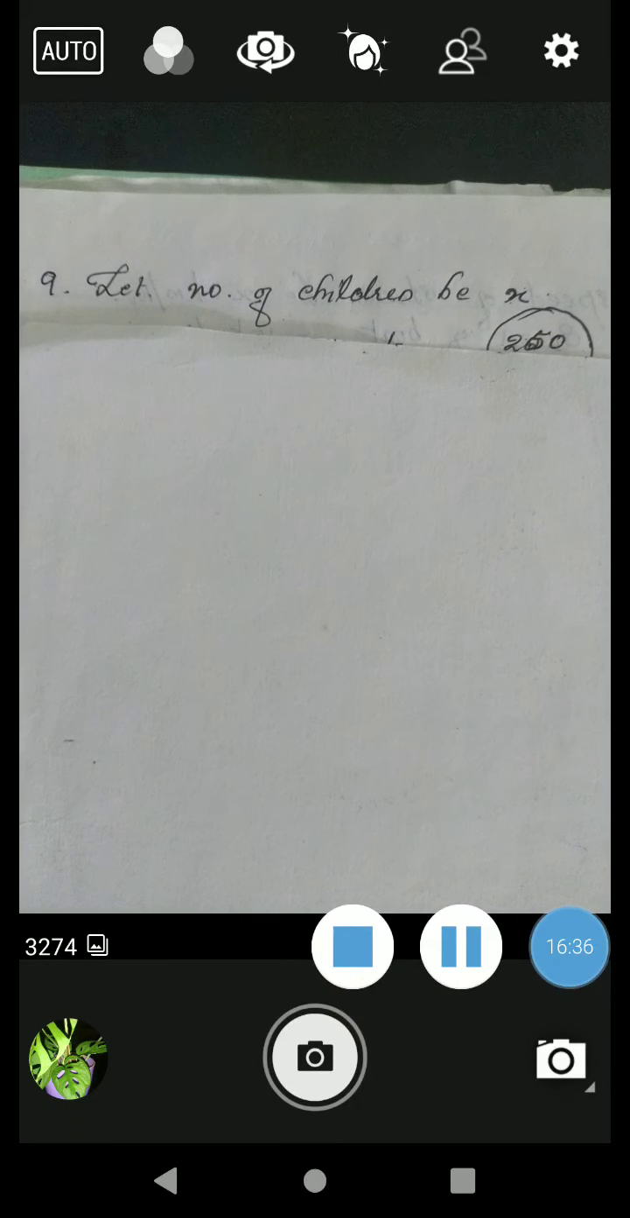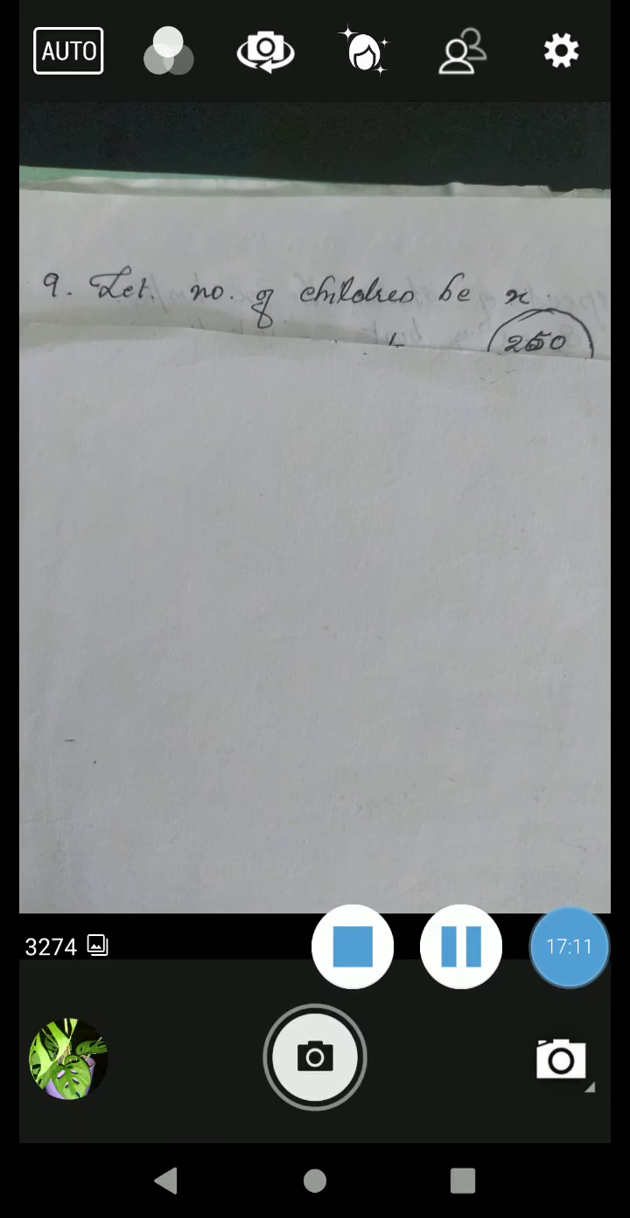Now we can do one more question from this exercise. The remaining questions homework. Okay. Now the question is: rupees 250 is divided equally among a certain number of children. If there were 25 children more, each would have received 50 paise less. Find the number of children. Let's start. Let number of children be x.